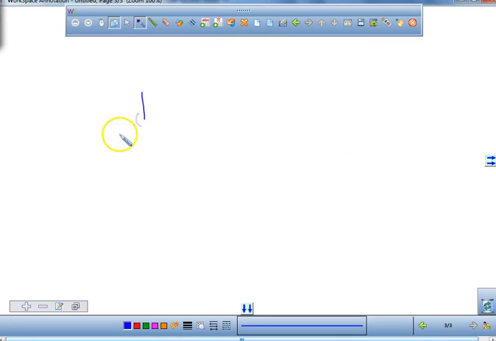Alright, so what do we have? We have 1 over what? 1 over the square root of 65. Now, just remember, this is called an irrational number.